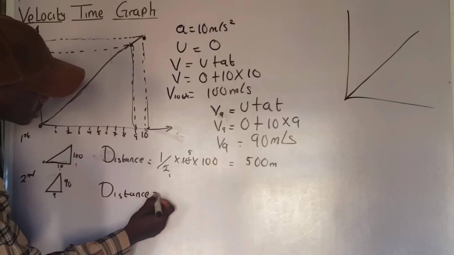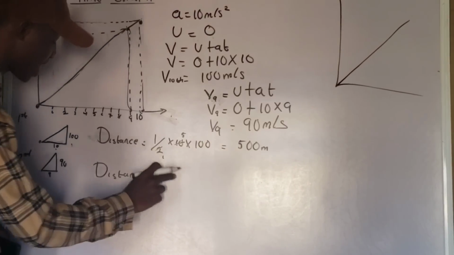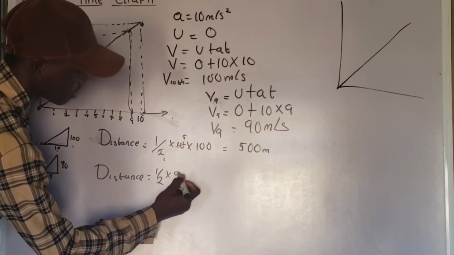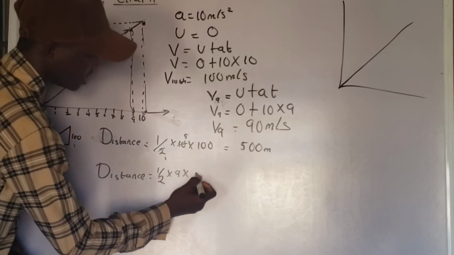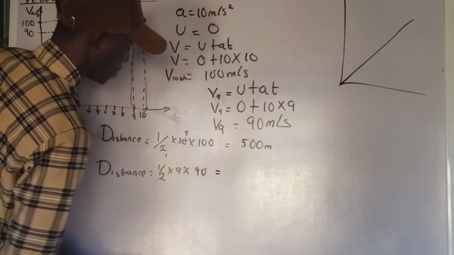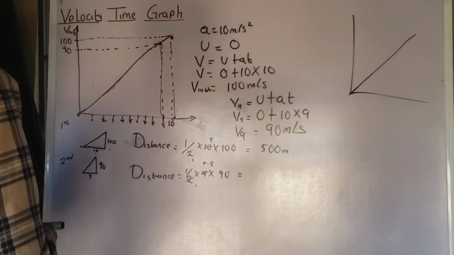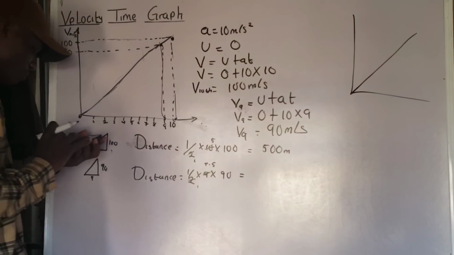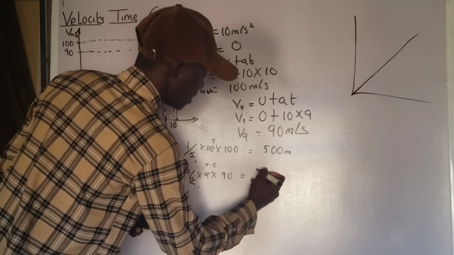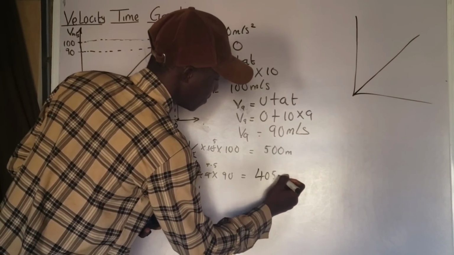Okay. Now for the second triangle, that will be the distance also. The distance equals half base times height. The base is 9, so I'm going to have half multiplied by 9 multiplied by 90. You understand? So for this, I'm going to have 2 here 1, 2 here 4.5. 4.5 multiplied by 90 will give us 405. Okay, so this is 405 meters.